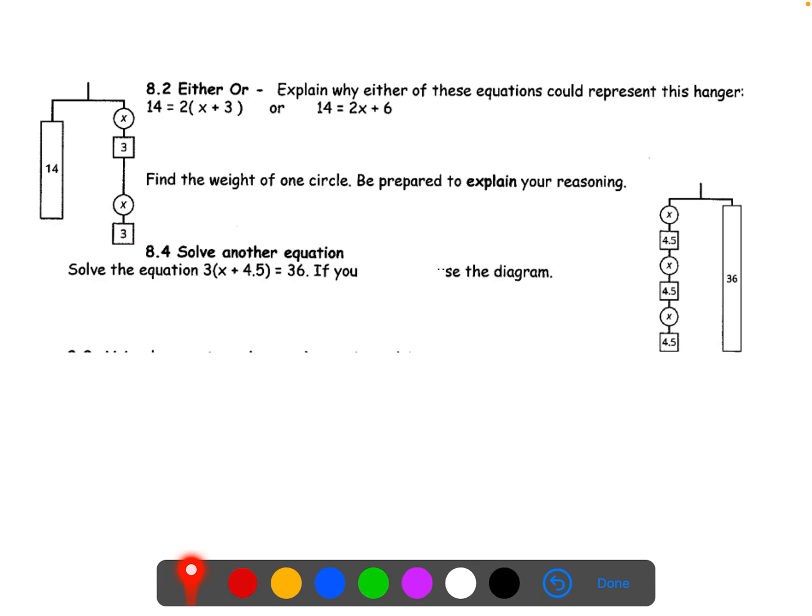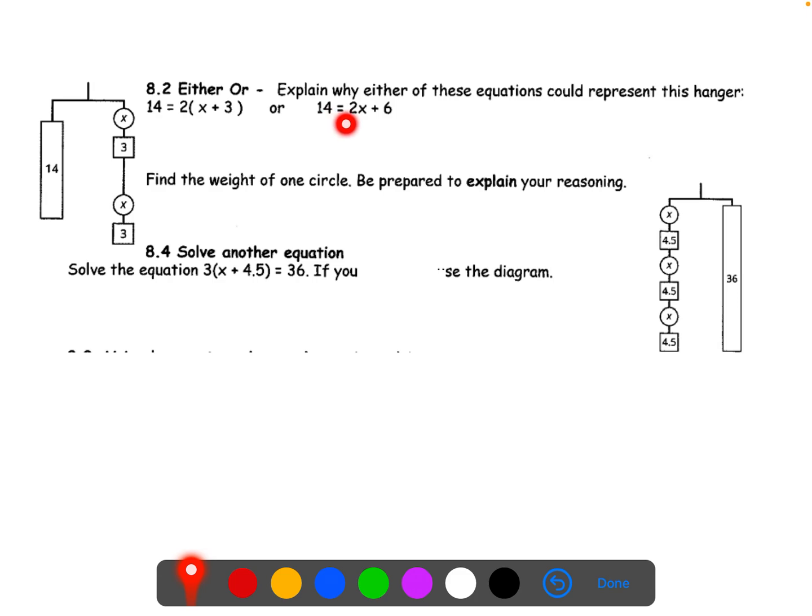So let's look at the equations. We have 14 equals, that's good, that's representing the left side. 14 equals 2 parentheses x plus 3. So remember, that's 2 x's and 2 3's. And if we look at the right side of the hanger, I can definitely see 2 x's and 2 3's. So this would be a good representation.